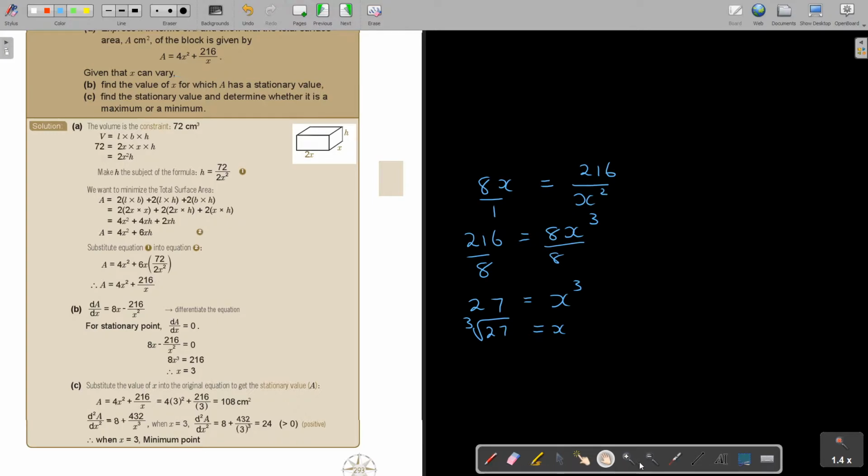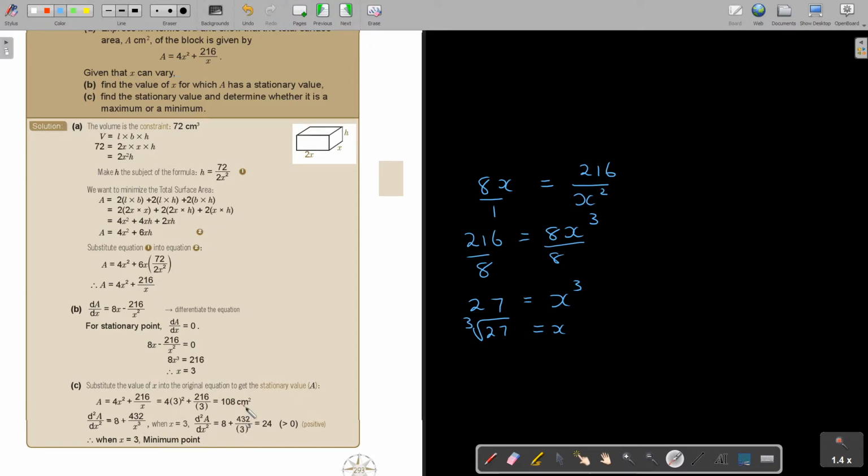Okay, so let's just go on here. Substitute the value of x into the original equation to get the stationary value of a. So there is a. If I substitute x, I get 108. Okay, there it is. So the stationary value is 108 cubic centimeters.